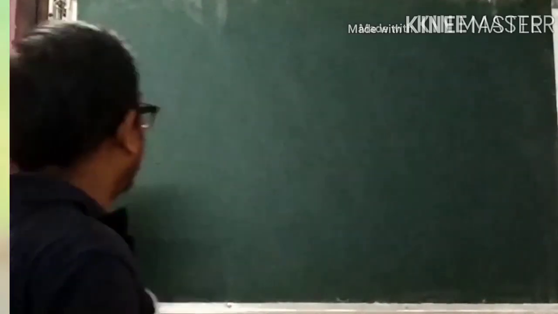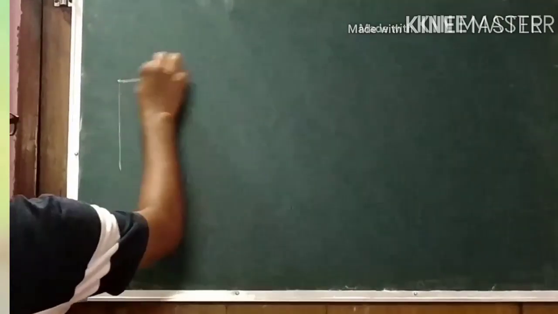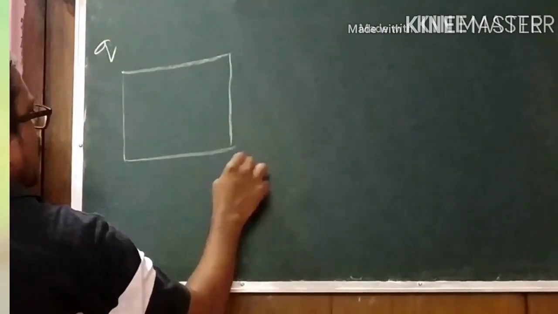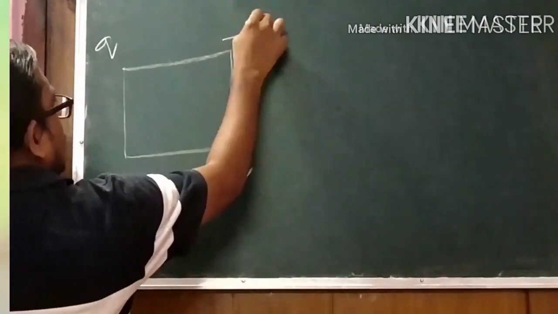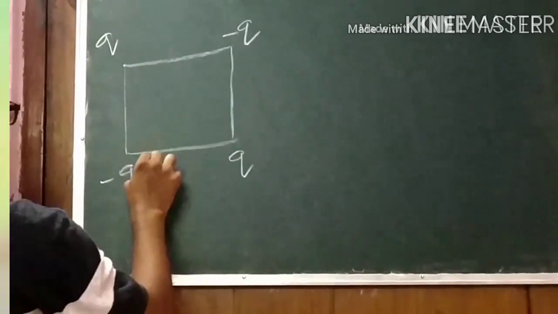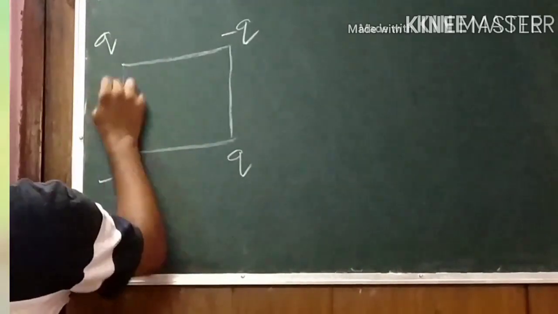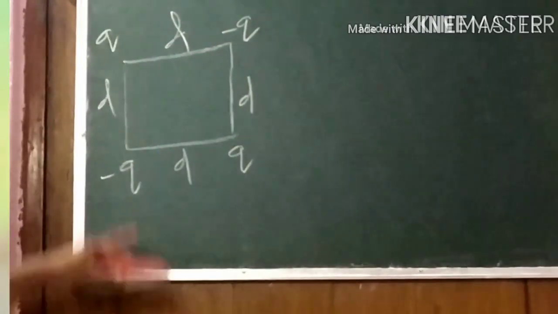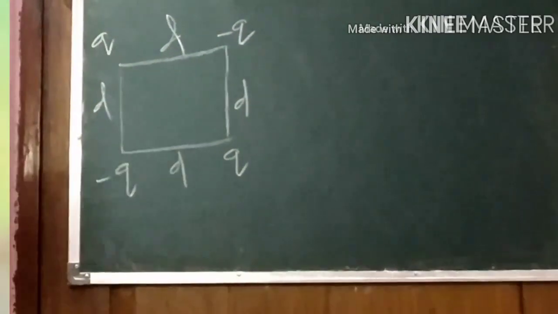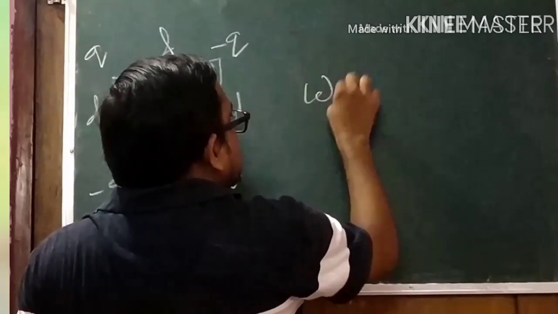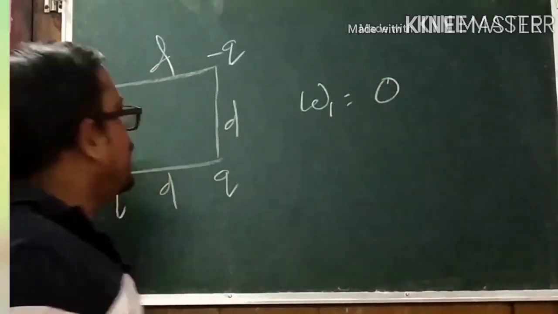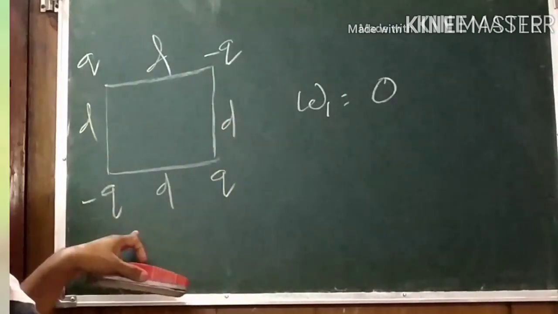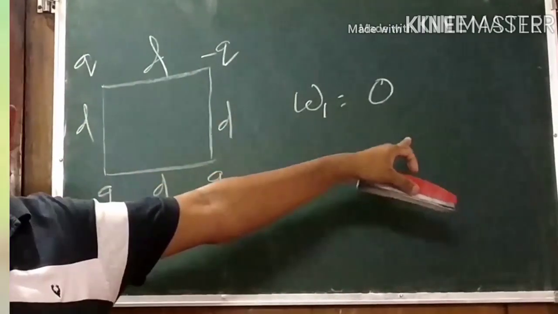So, for calculating the potential energy, let us consider a square having charges Q, and there is minus Q at the corner, and suppose the distance between them is D. Now, initially we are taking the charge Q, and the work will be equal to how much? Initially this is 0, because as we are taking Q, there is no surrounding charge present over here, so the net work will be equal to 0.